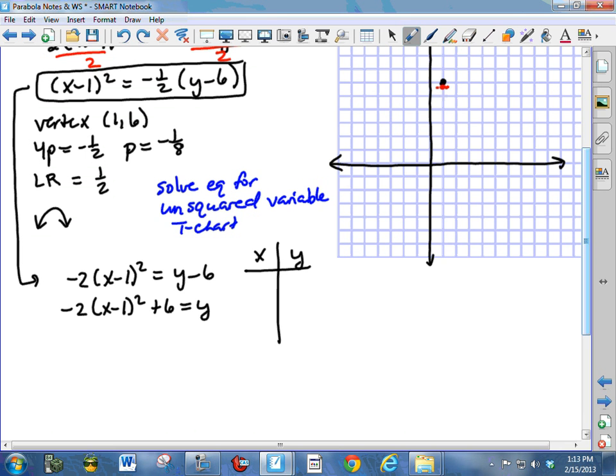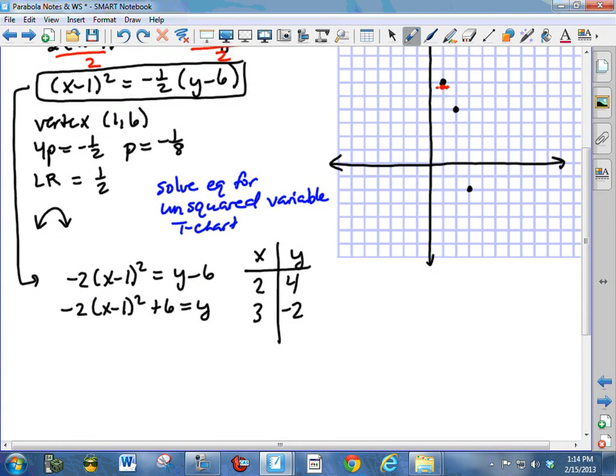So the best thing to do is put in values that are close to the vertex. So I have the vertex at (1, 6), so I'm going to put in 2 and 3. And because of symmetry, then I can also find the corresponding points on the other side of the vertex. So if I put 2 into this equation, I would have negative 2 times 1 squared, so negative 2 plus 6 is 4. If I put 3 in here, I would have 3 minus 1 is 2, so 2 squared is 4, times negative 2 is negative 8 plus 6 is negative 2. So I have the points (2, 4) and (3, negative 2).